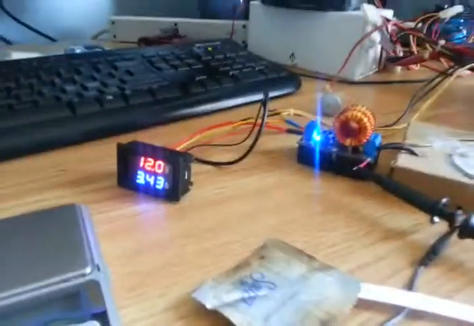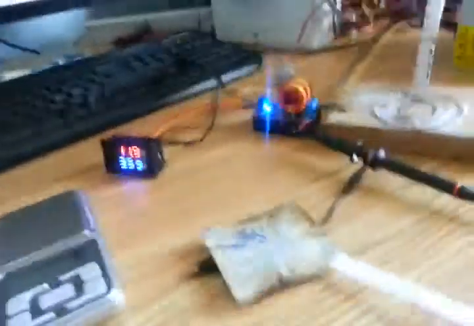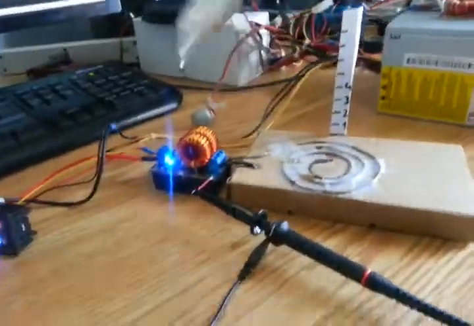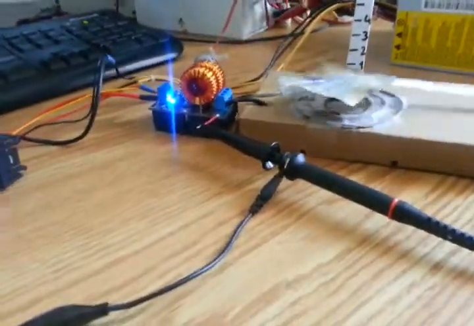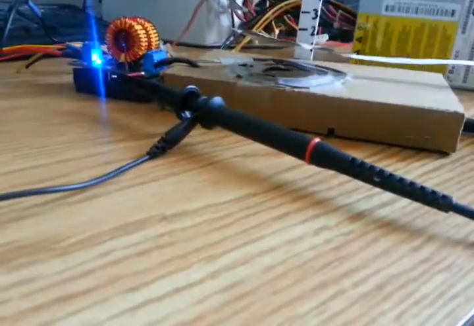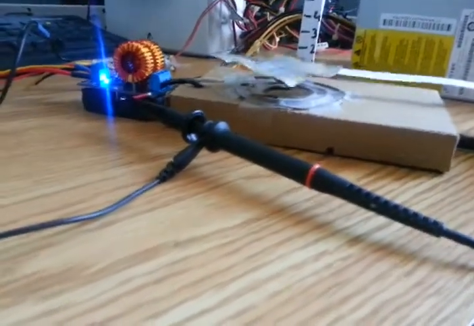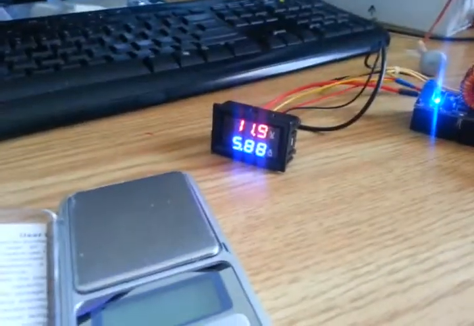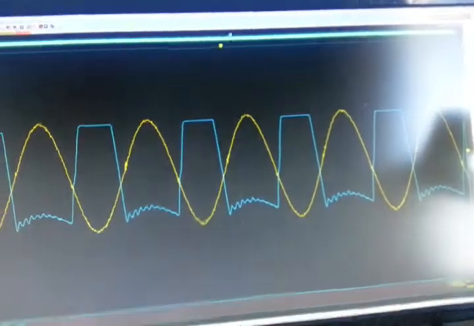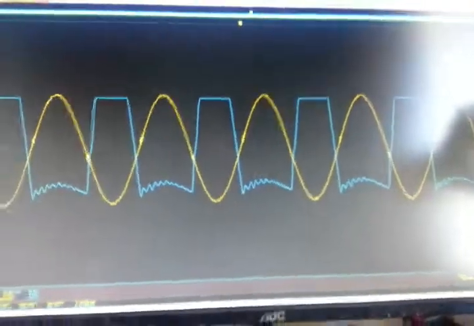The idle state, the setup takes approximately 3.5 amps of current. And let's check the levitation. Okay. The height is approximately 1.5 centimeters, the current 5.8 amps, and here is the voltage and current. Voltage is blue and current is yellow.